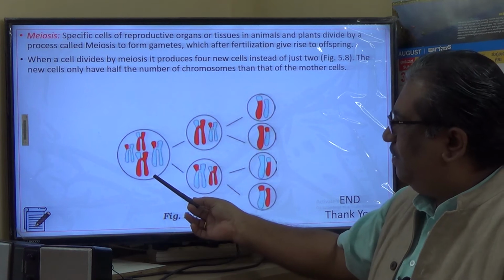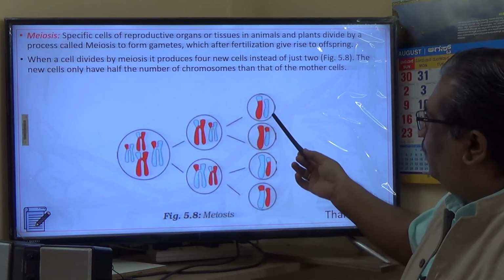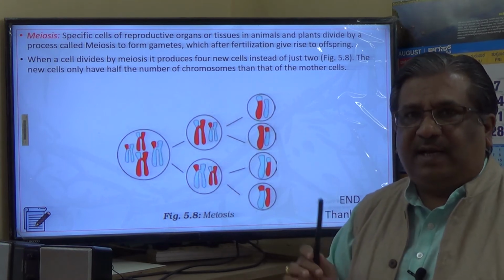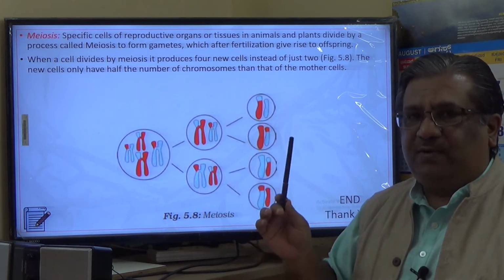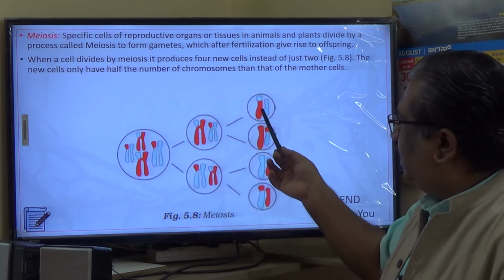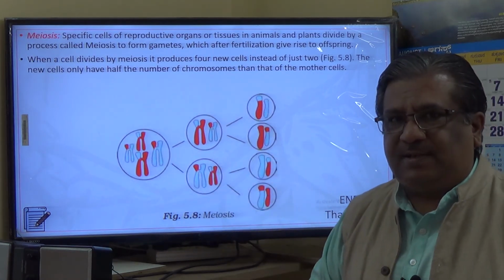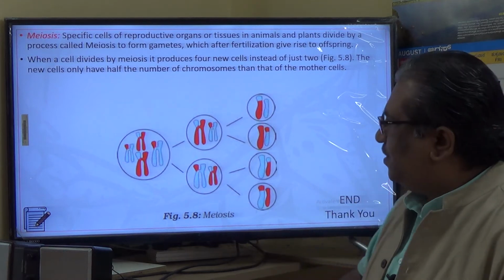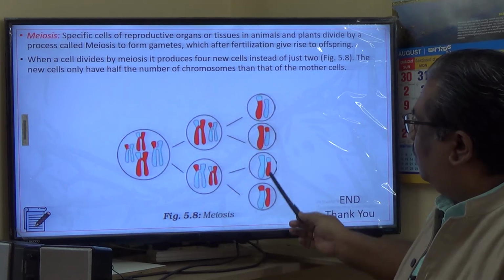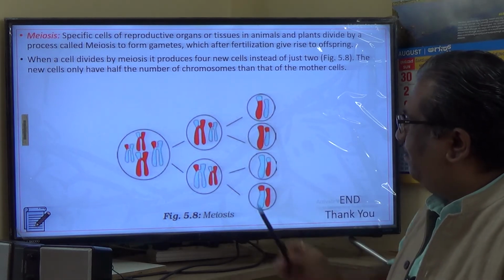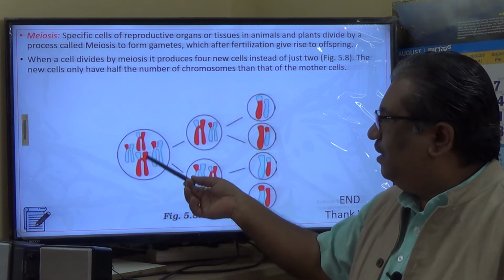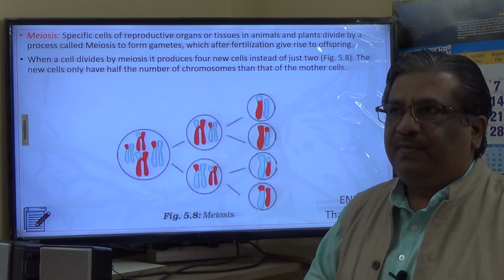One mother cell will split into 4 daughter cells. Important. Unlike mitosis, where 2 daughter cells were formed from a mother cell, here one parent cell will divide into 4 daughter cells. Check the number of chromosomes here: 1, 2, 3, 4 in the parent, and 1, 2 in each daughter cell. Every daughter cell has half the number of chromosomes as that of the parent cell.